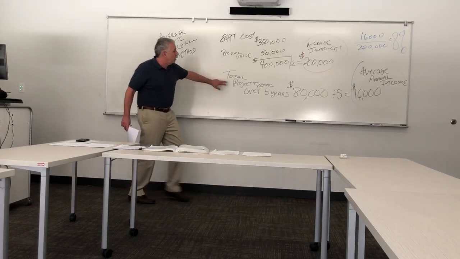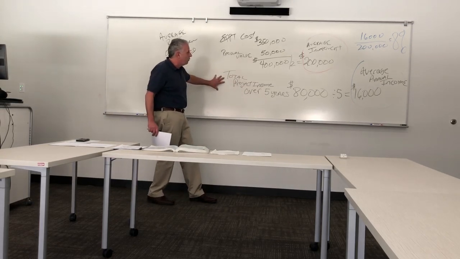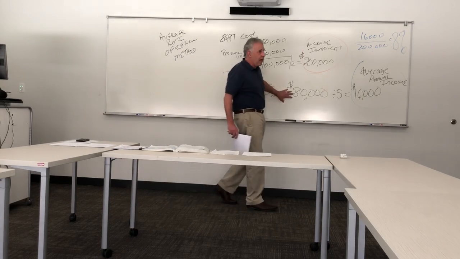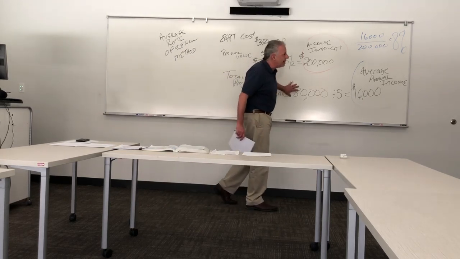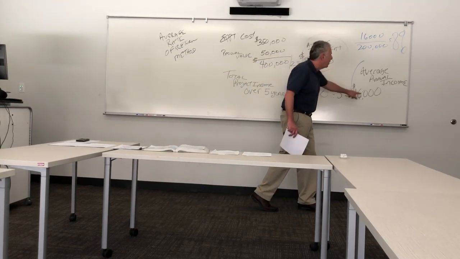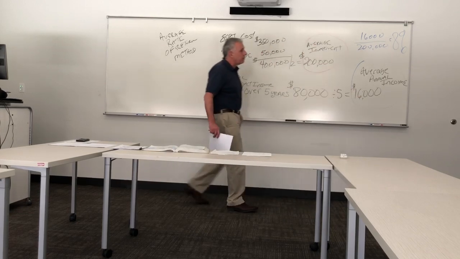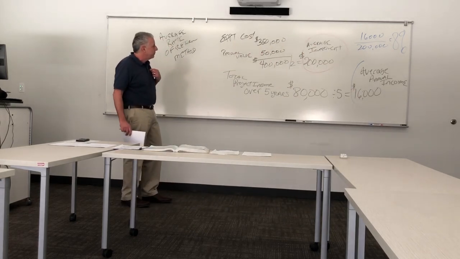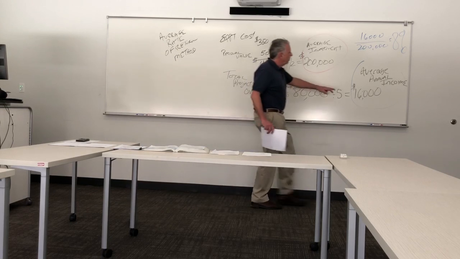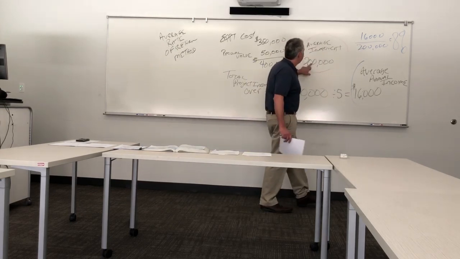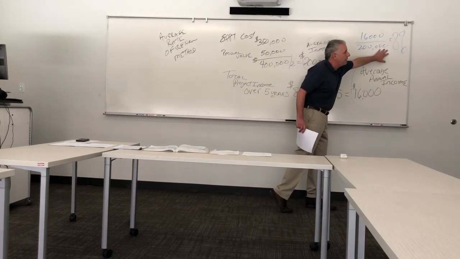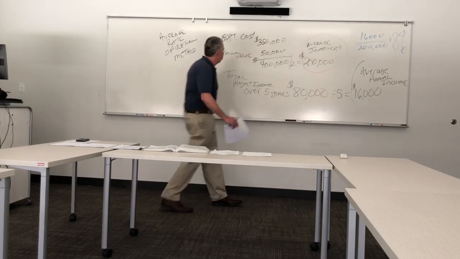This project is going to last for 5 years. Over those 5 years, we're making $80,000. Take the $80,000 divided by the 5 years, that's average annual income of 16 grand. Take the 16 grand, divide it by our average investment of 200 grand, and we get 8%. That's all there is to it.